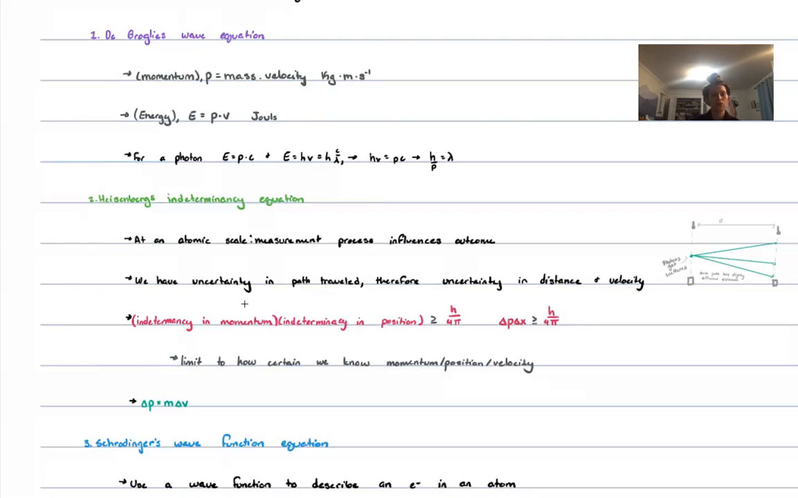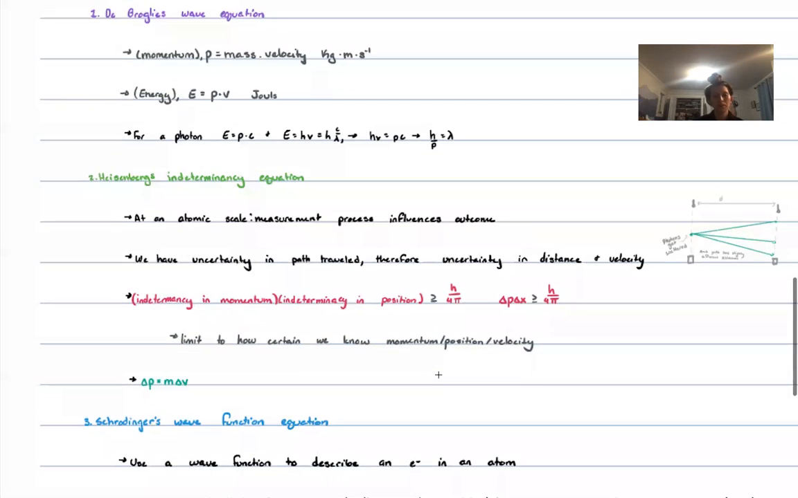Because if momentum is just your mass times velocity, then we can't tell what the momentum is. And if we really don't know what its final position is, we also can't say that. We just have to know that the uncertainty in position times the uncertainty in the momentum is greater than or equal to Planck's constant over 4 pi. So that's a nice little constant side of the equation.